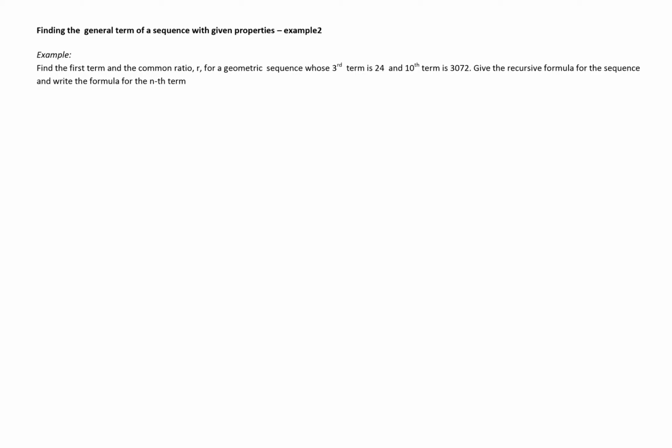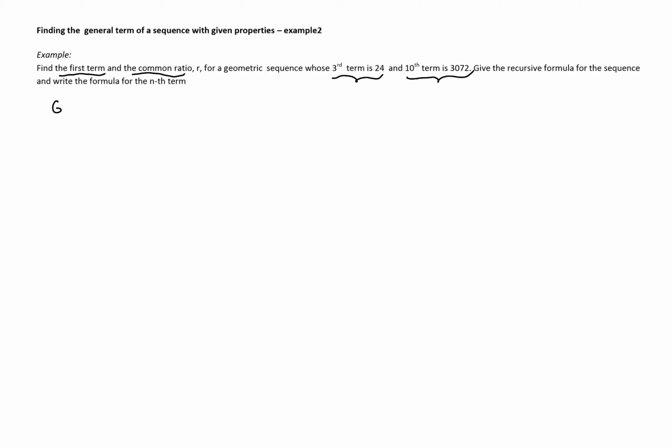In this example, we are to find the first term and the common ratio for a geometric sequence whose third term is 24 and 10th term is 3072. We are also to give the recursive formula for that sequence, as well as write the formula for the nth term.